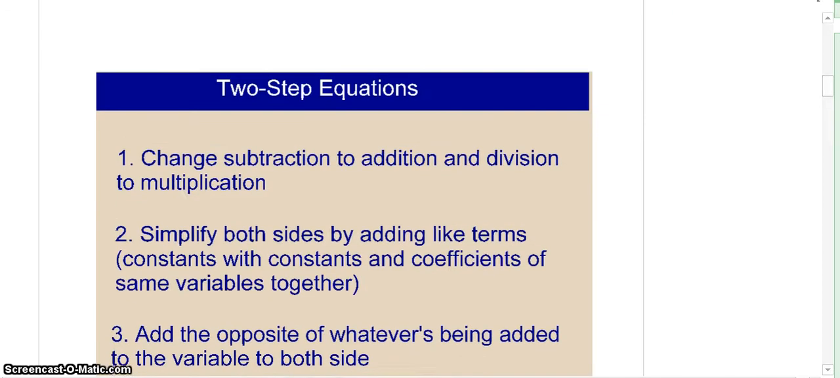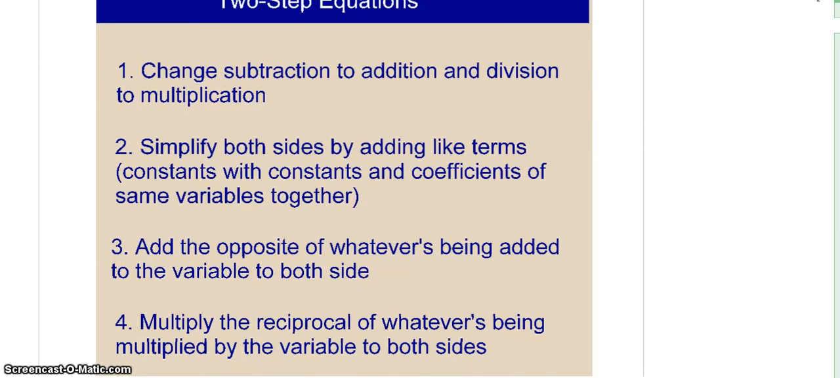So as a reminder, when solving two-step equations, always make sure that the first thing you do is change subtraction to addition and division to multiplication. As your second step, you're going to simplify both sides by adding like terms. When we use the word simplify, we're talking about adding like terms. So constants with constants and coefficients of the same variables should be added together.